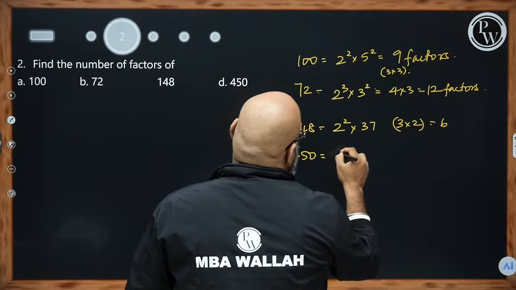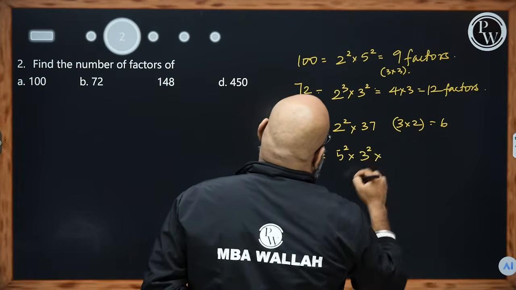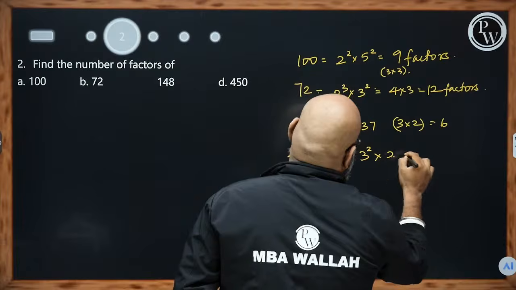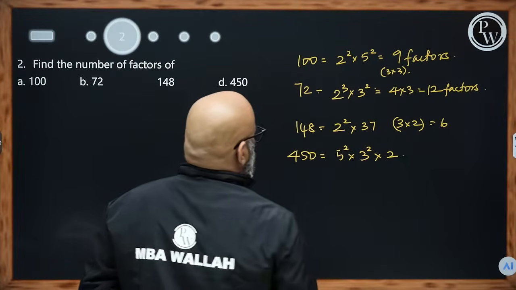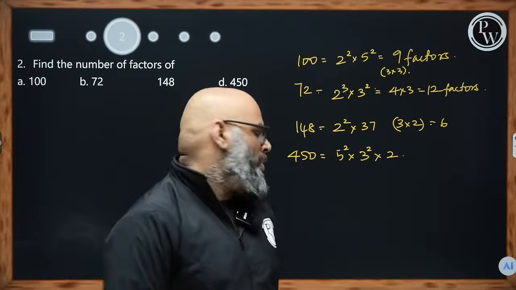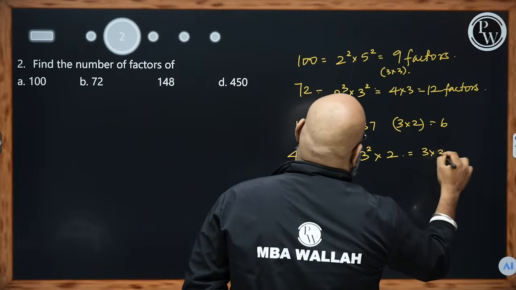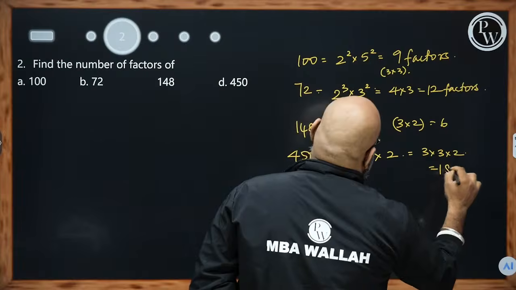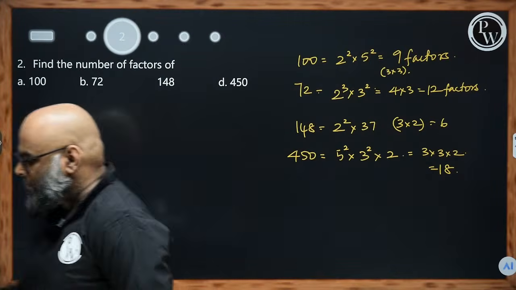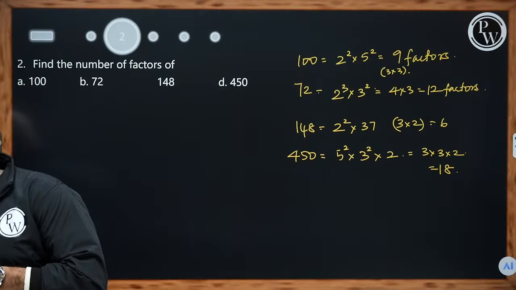225. 5 square into 3 square into 2. Am I right with this? 9 into 25 is 225 into 2 is 450. So this is 3 into 3 into 2, 18 factors. Right? 9, 12, 6, 18.